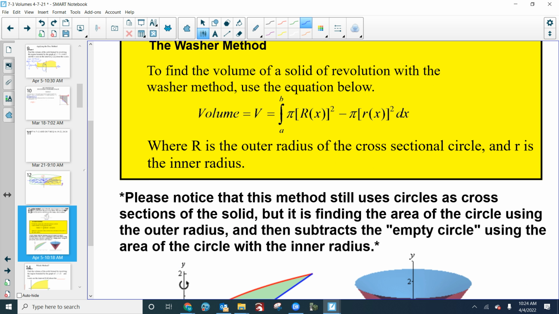All right. There's our formula for volume. Now, you can do a pi r squared. You can do two integrals, but don't do it. All right. Pi r squared minus pi r squared. Pi r squared minus pi r squared.